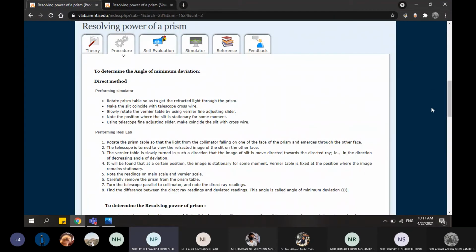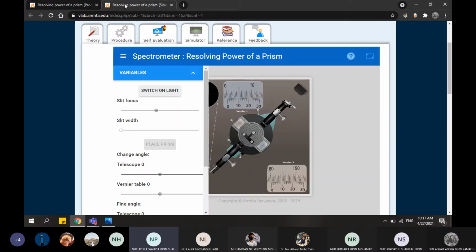Okay, my name is Atila Shahida binti Saifuddin, metric number 1190959. Okay, next we will want to determine the angle of minimum deviation. Simulator.